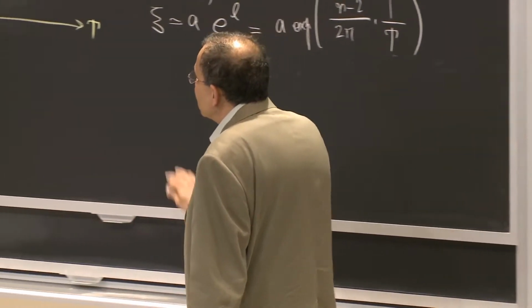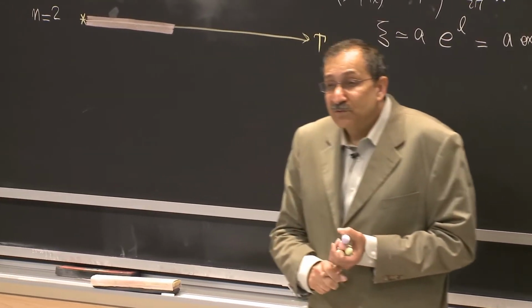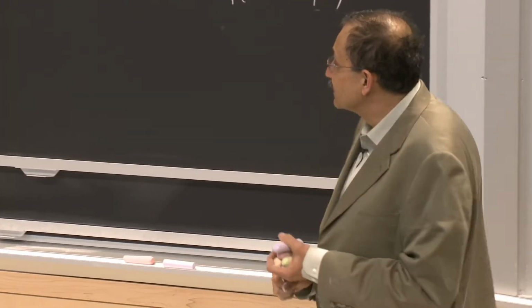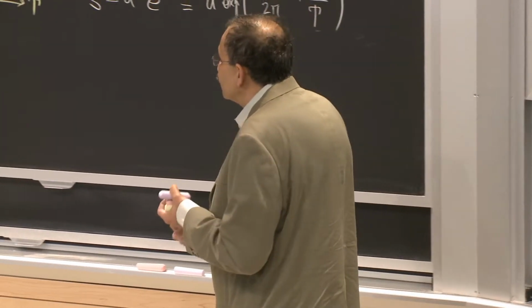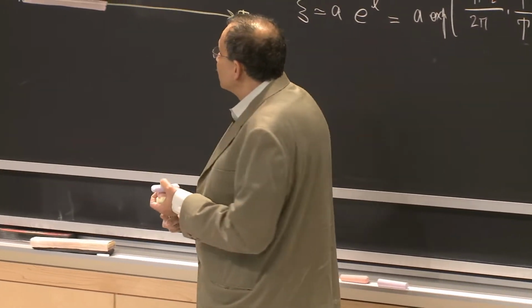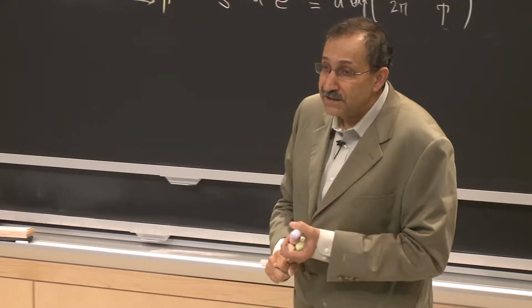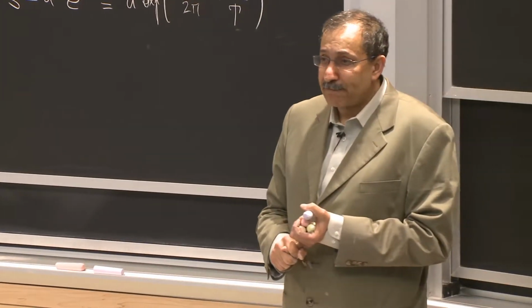And I'm not going to try to interpret this too much. I just say that the Mermin-Wagner theorem says that there should be no true long-range order in systems that have continuous symmetry in 2 dimensions and below. Okay?